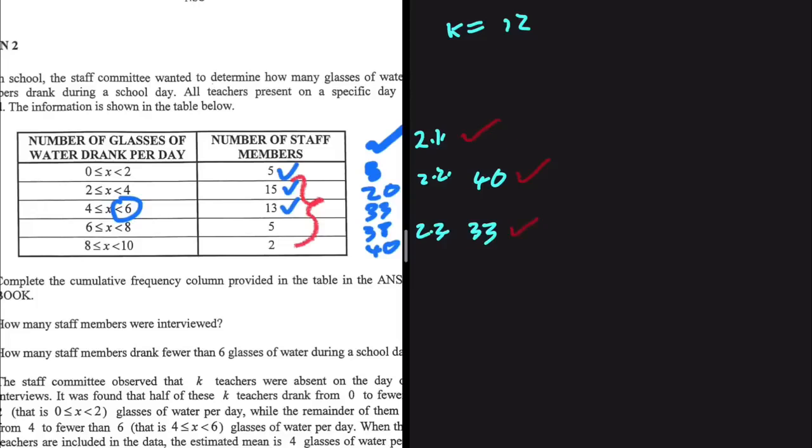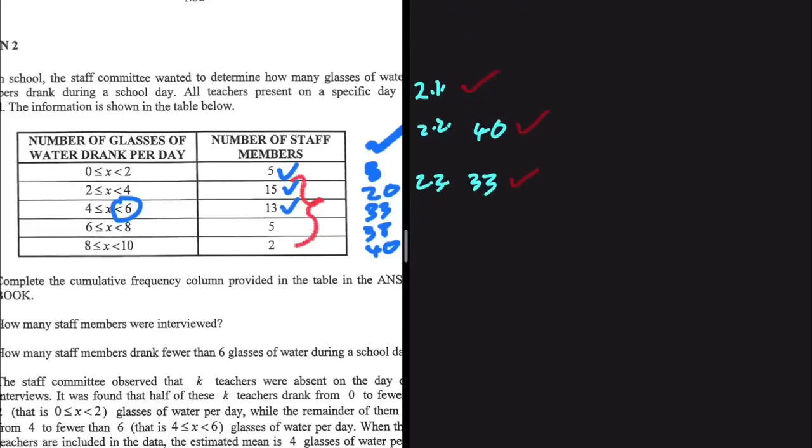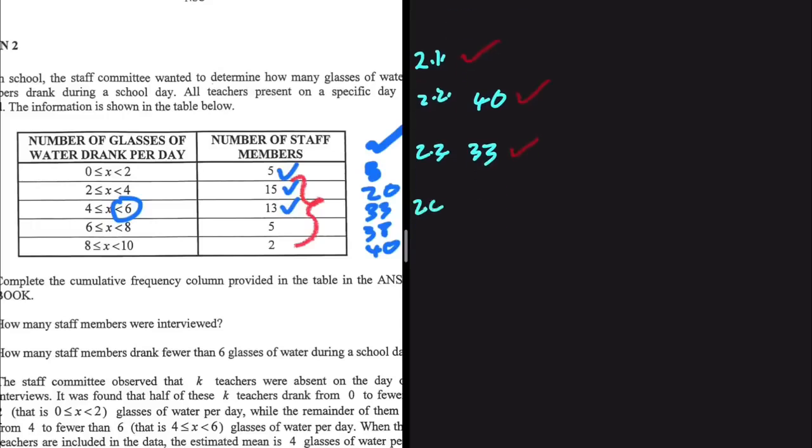33 people drank less than 6 glasses of water, which makes sense. Why are you drinking 6 glasses of water anyway? But that's not what we're interested in. Let's go ahead and do 2.4. The question we are really interested in, okay?